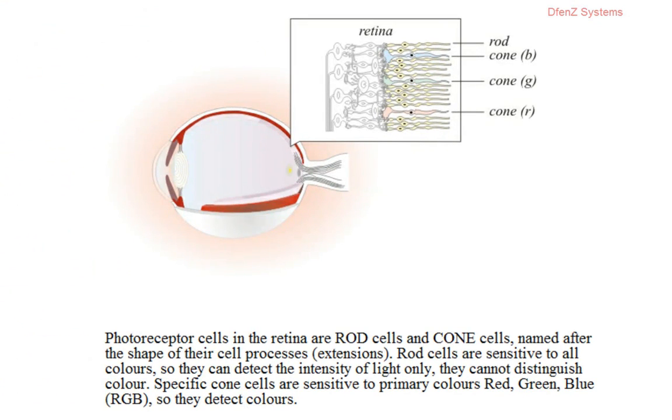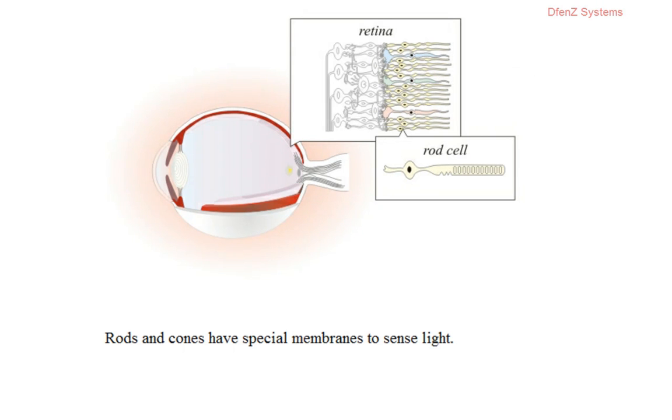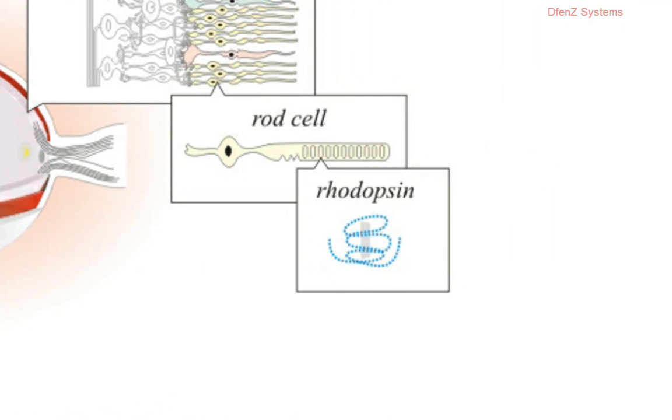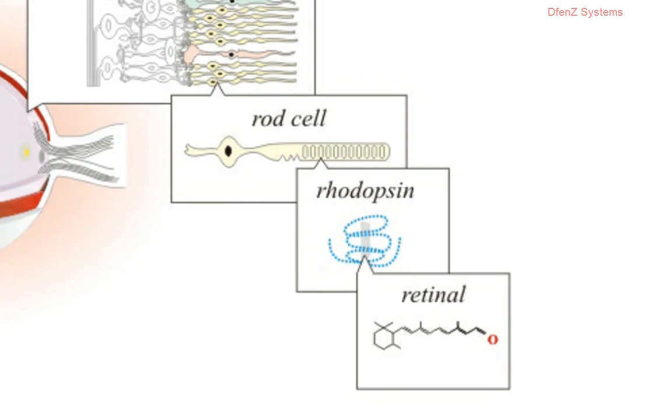Function of eye. Sensory cells of retina are rod cells and cone cells. They have special cell membranes. The membranes carry light-sensitive chemicals like rhodopsin. Rhodopsin is a protein molecule opsin which binds an aldehyde molecule retinal.